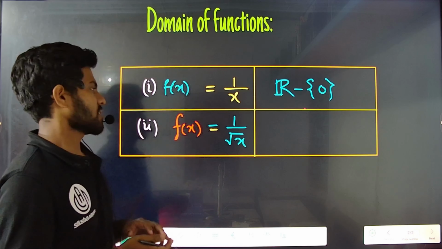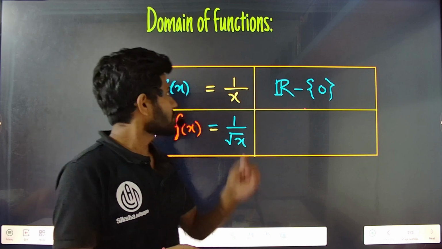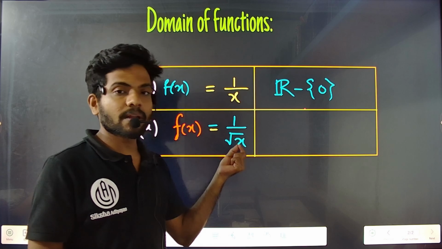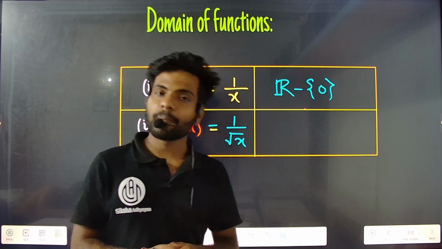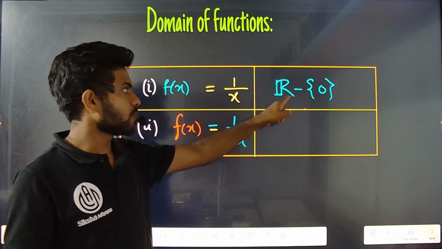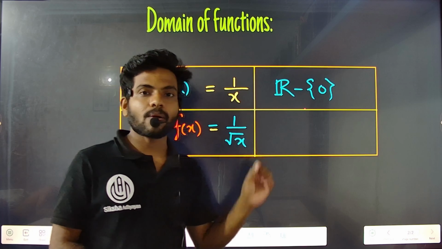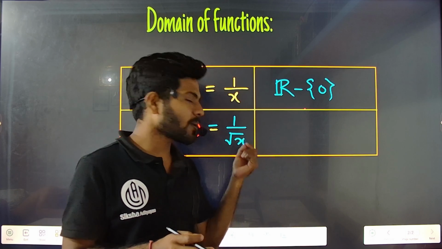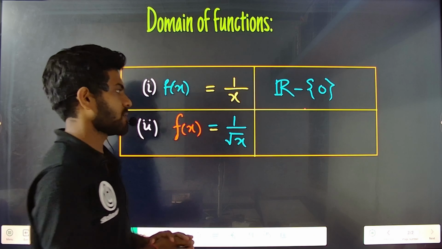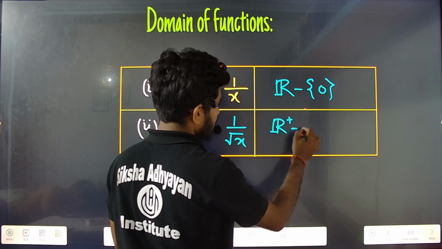Now for this function, f of x equals 1 by square root of x, the function behaves like this one. But here is a twist. If we take any negative number under square root, then it becomes a complex number. So we cannot take negative numbers. Here we could have taken all the real numbers, but the problem is that we cannot, because a negative number will give us a complex number. So the domain will be the positive real numbers excluding 0.